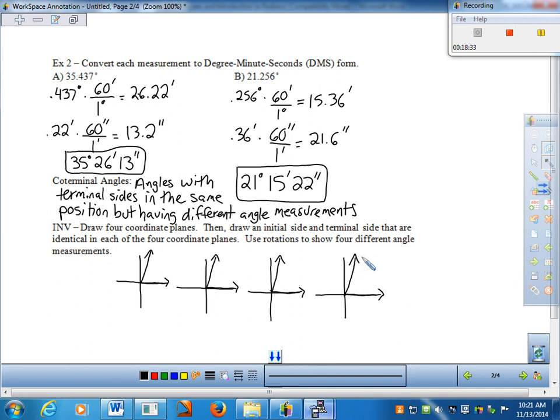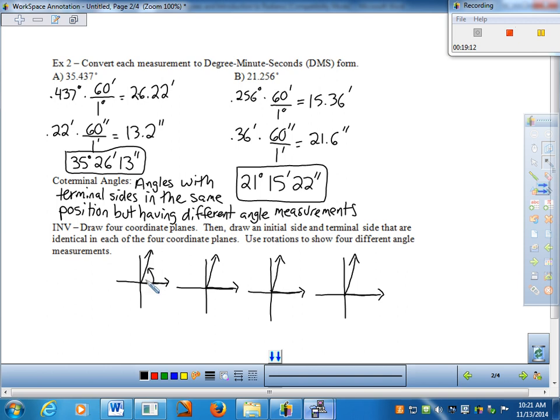And then it says, the final sentence here, use rotations to show 4 different angle measurements. All right, so if you remember, yesterday we talked about an angle measurement is based on 2 things, the direction of the rotation and the amount of the rotation. And so even though I have terminal sides in the same spot, theoretically there are an infinite number of ways to rotate from initial side to terminal side. So you guys can do this however you want. I'm just going to start with probably the most basic. Counterclockwise from there to there. That would be a particular angle measurement based on the rotation.